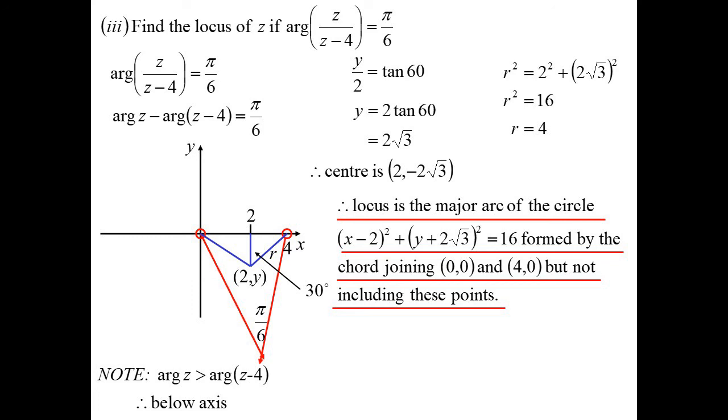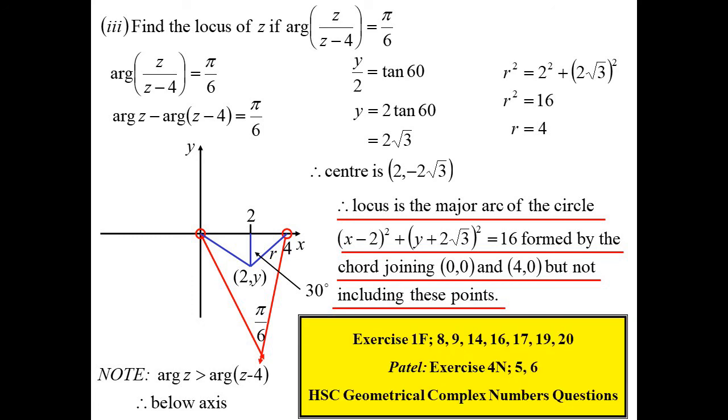Another way you could write that is it's the major arc of the circle, x minus 2 squared, and so on, where y is less than 0. You could do that. Not quite as fancy, but it says the same thing. So what have we got to do? Some questions from 1F, just a couple of questions from Patel, but I've also run off some from the past, just the geometrical ones, not all complex number questions, but just these geometrical ones going back.